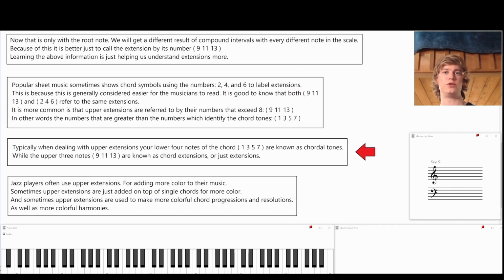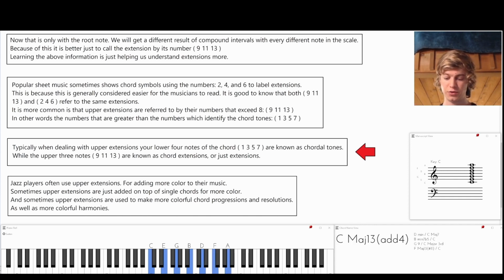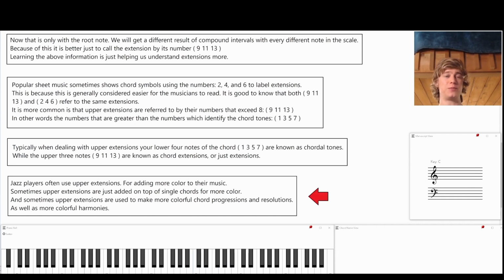So typically when you're dealing with upper extensions, your lower 4 notes that can be found in the chord, your 1, 3, 5, and 7, are thought to be your chordal tones. While the upper 3 notes, the 9, 11, and 13, are known as upper extensions or can just be thought of as extensions. Jazz players often use upper extensions for adding more color to their music.